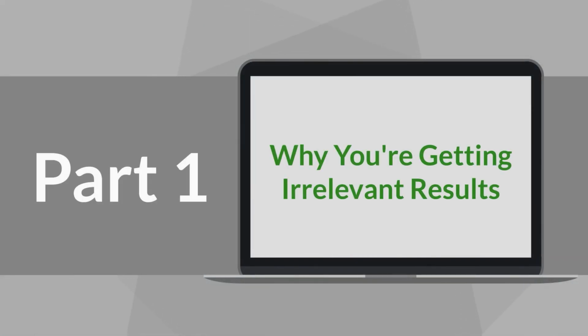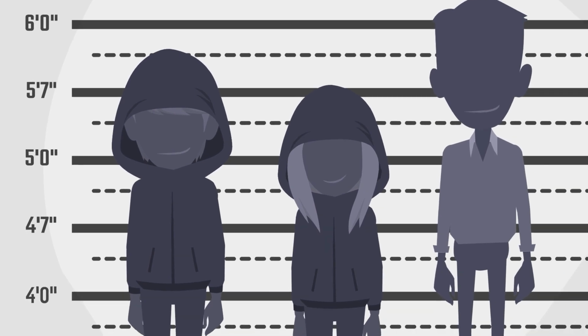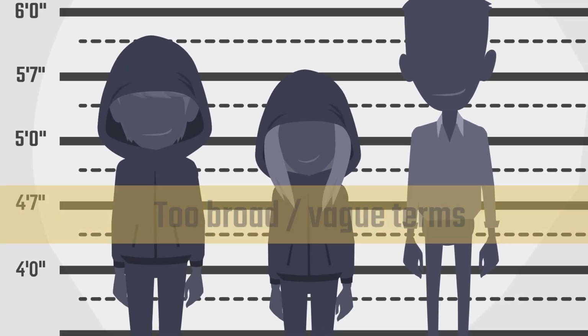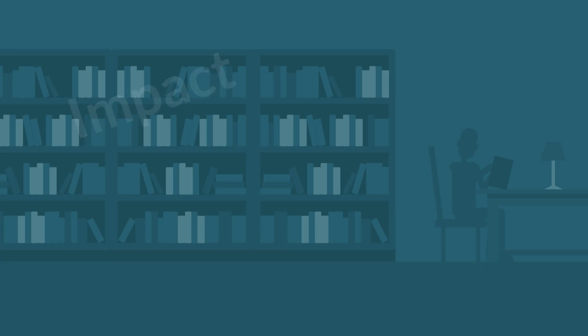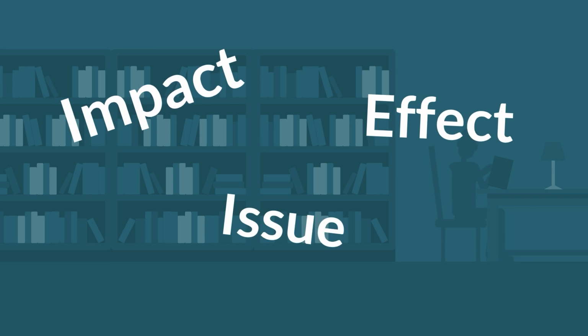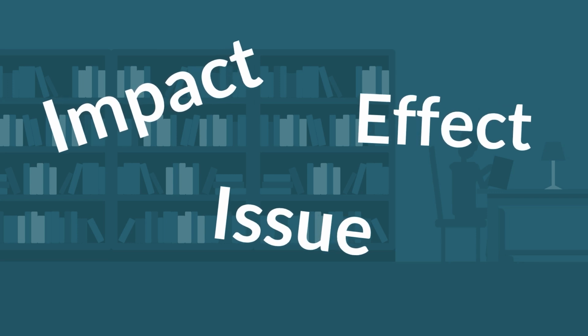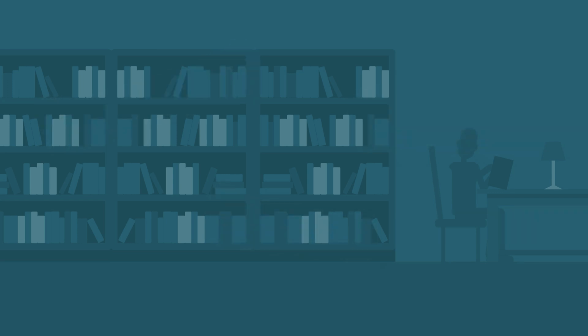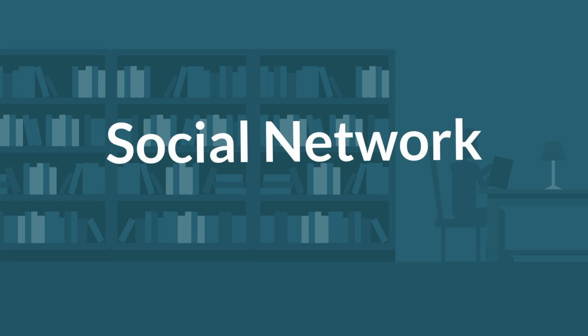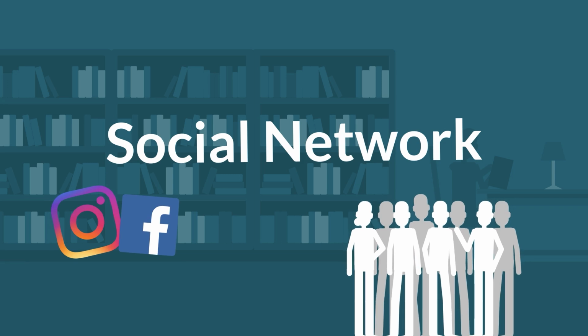Part 1. Why you're getting irrelevant results. Let's start by looking at the common culprits behind irrelevant results. Too broad or too vague terms. Words like impact, effect, or issue are often used in many contexts and may not narrow your search enough. Other terms like social network can have multiple meanings and retrieve irrelevant results. For example, referring to social media or any group of interacting people.